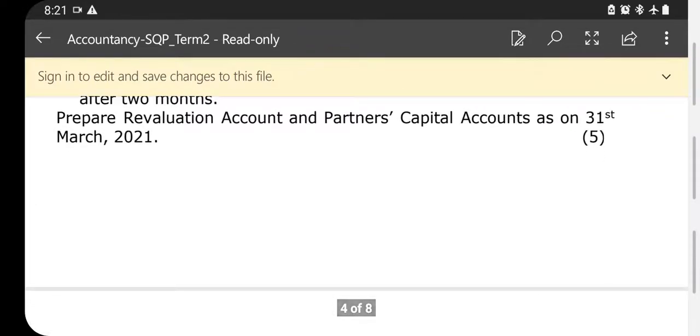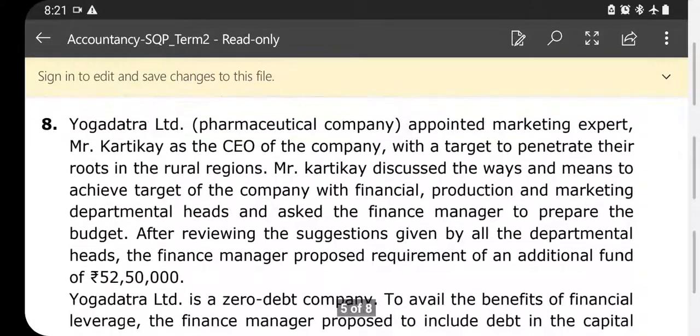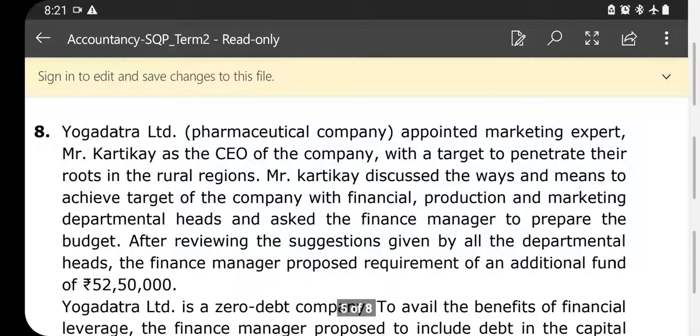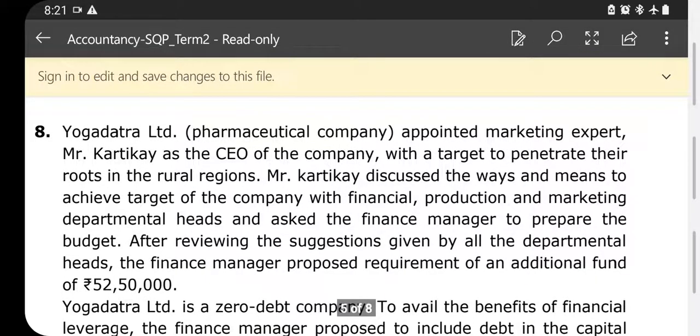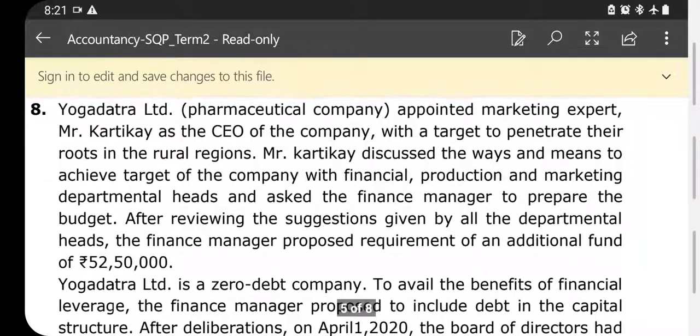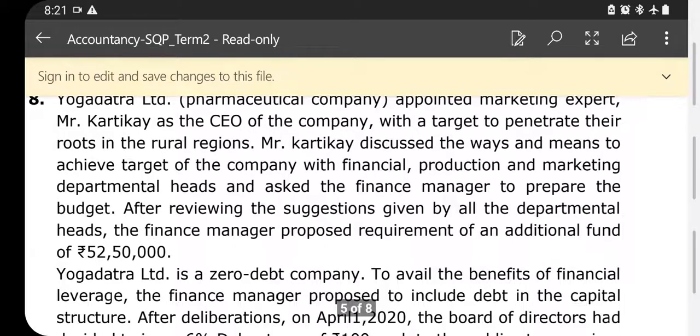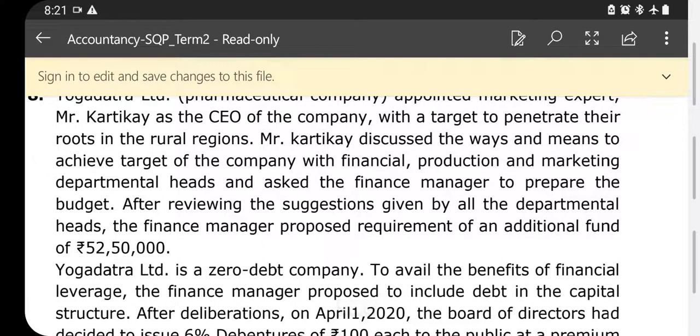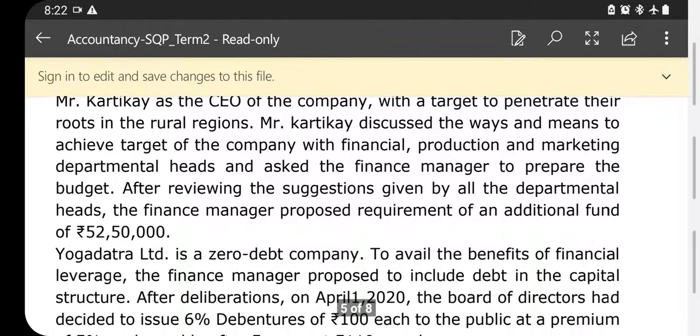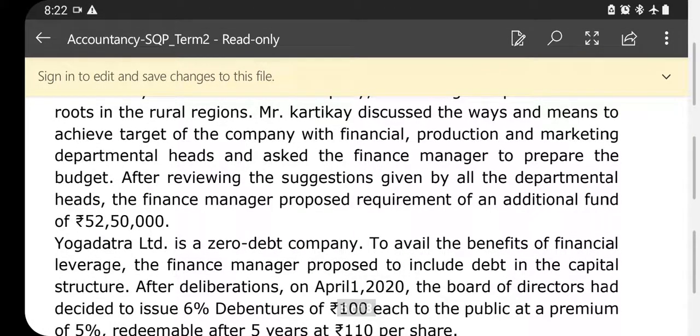This is the essay question. Eighth one, Yogadatra Limited Pharmaceutical Company appointed marketing expert Mr. Kartikeya as the CEO of the company with a target to penetrate their roots in the rural regions. Mr. Kartikeya discussed the means to achieve target of the company with financial, production and marketing department heads and asked the finance manager to prepare the budget.